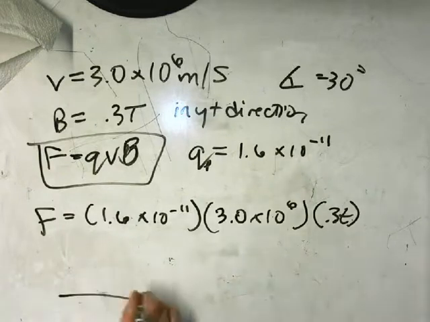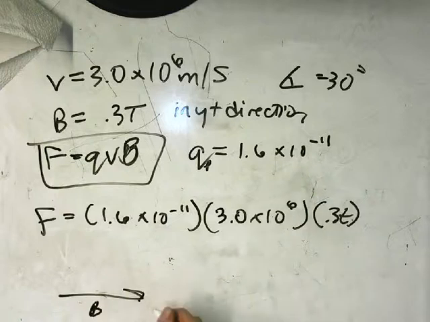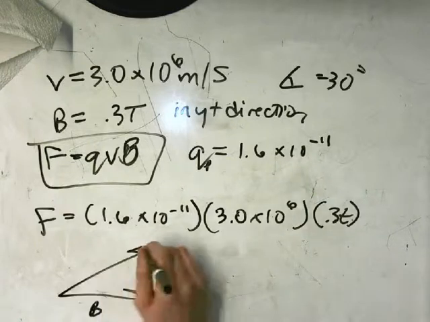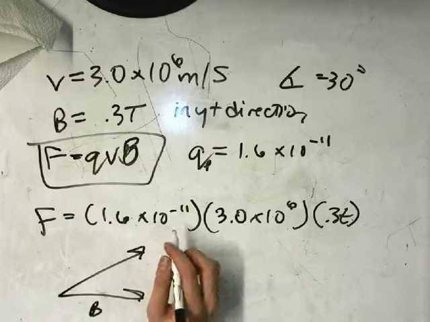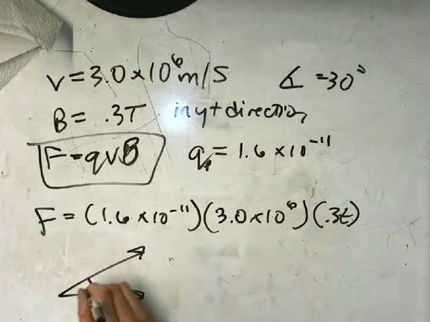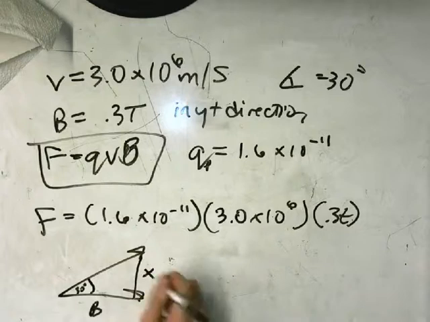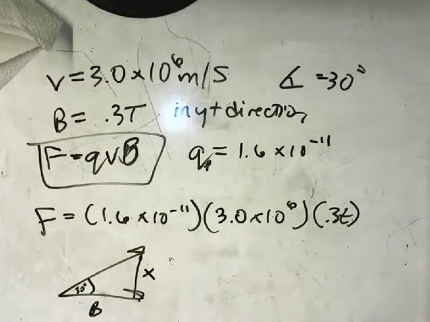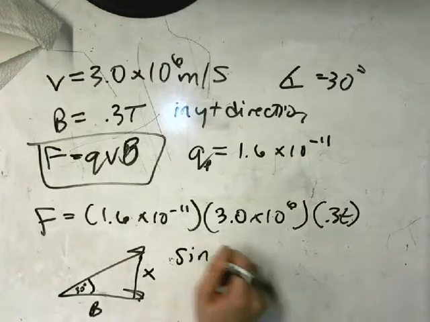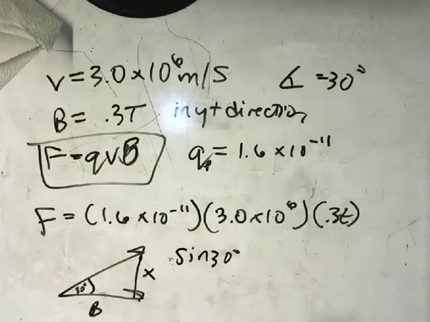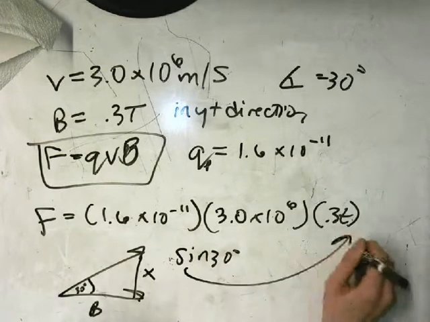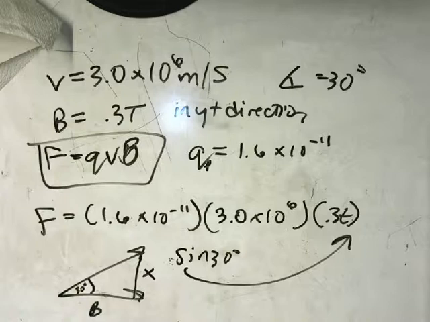So this is the way that the magnetic field is going, and this is the direction that the proton is traveling, and this is 30 degrees. So we're trying to find what x is. And in order to find x, you can just use sine 30 degrees. So you multiply this by sine 30, and that's all you have to do.